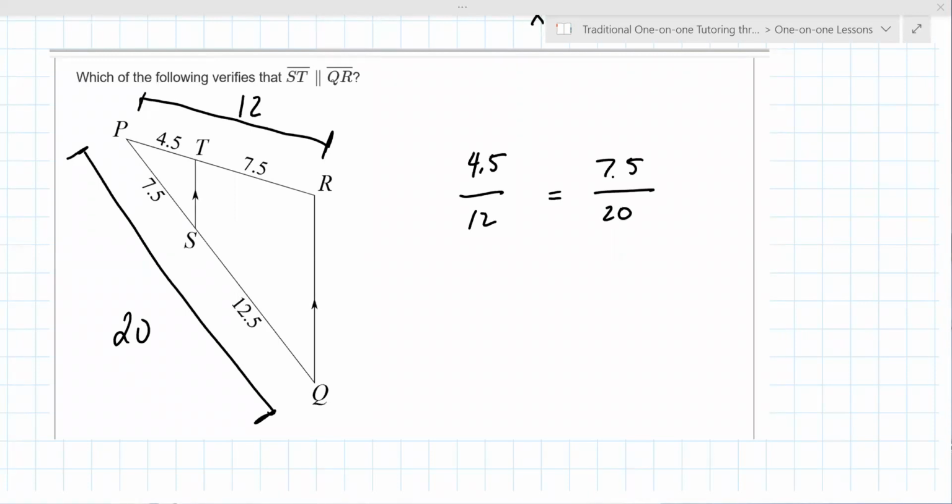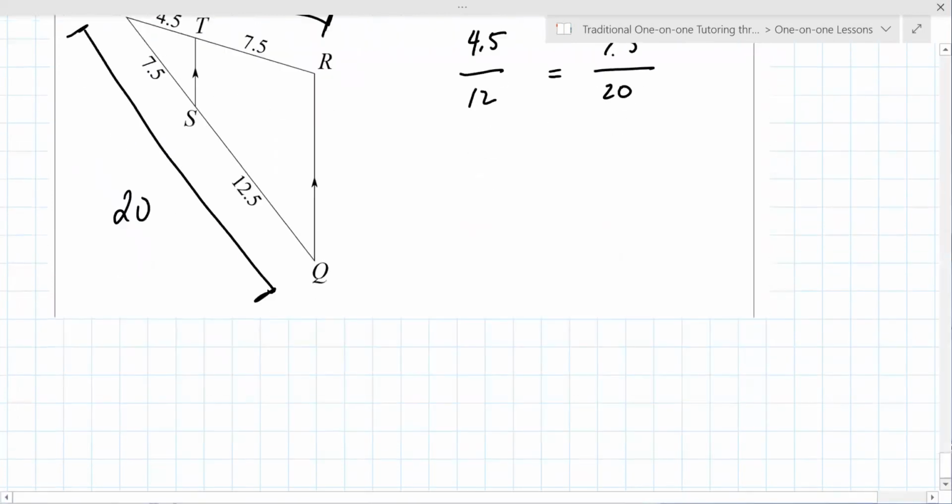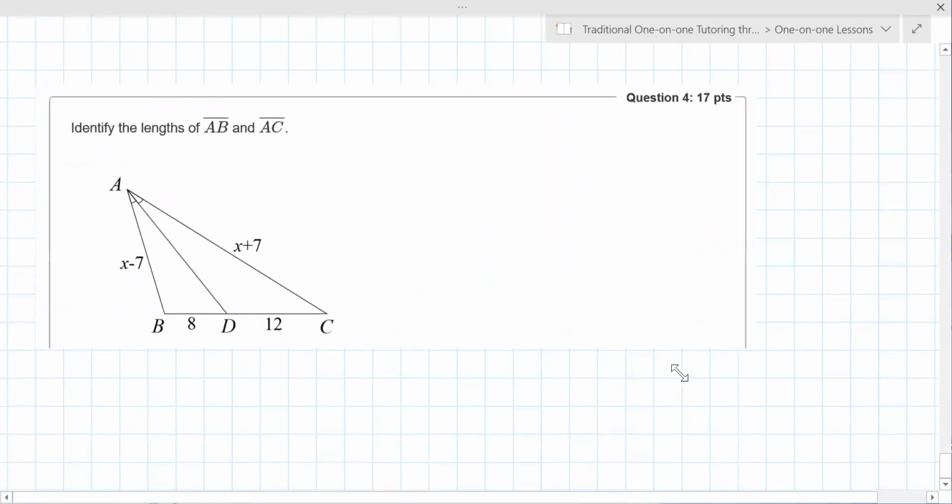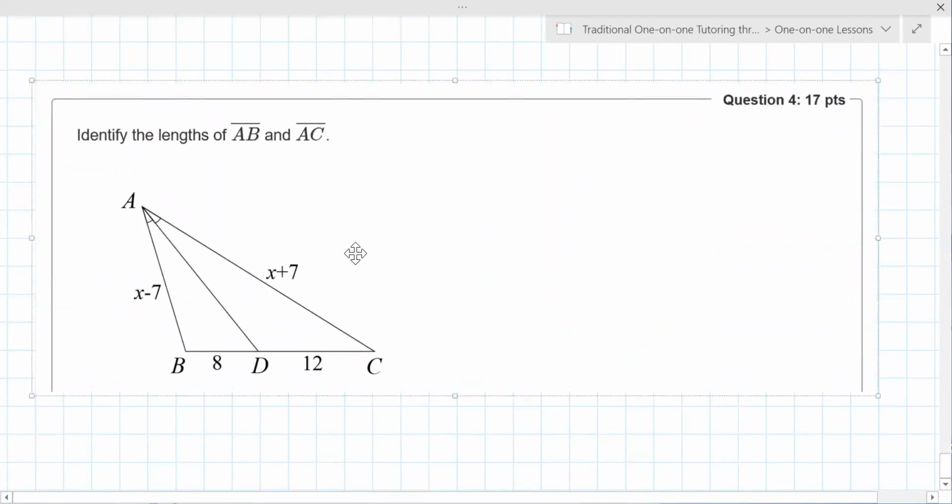Okay, so I think we got it here. Just checking to see. Oh, I did skip one here. So we got one more and then we're done with this lesson. And you're all caught up for the week. So it looks like we might actually need 2 lessons a week to kind of get through this stuff. Okay, identify the lengths AB. There's AB and AC.